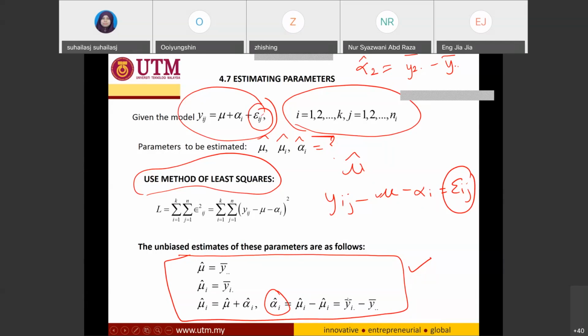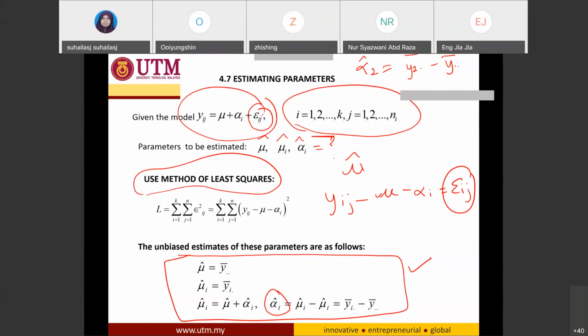The mean for the first treatment, for example alpha 1, means the mean for the first treatment minus your grand mean. We will follow this if you want to estimate alpha 1, alpha 2, alpha 3, and also alpha 4. Again, we follow this formula. We just replace this with the mean for the third treatment or the mean for the second treatment and so on. Then you get your estimated parameter for alpha.